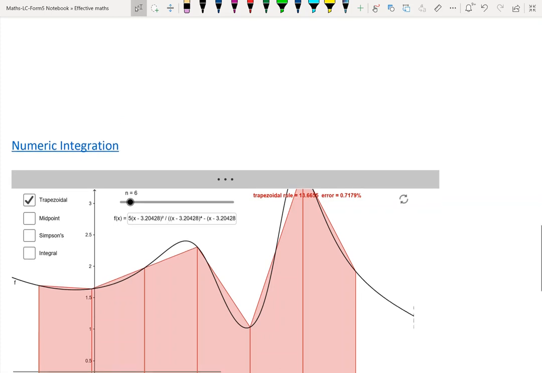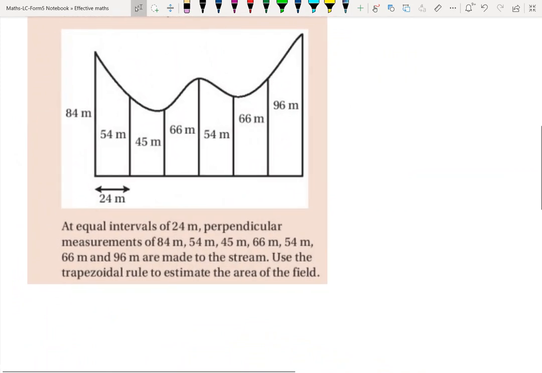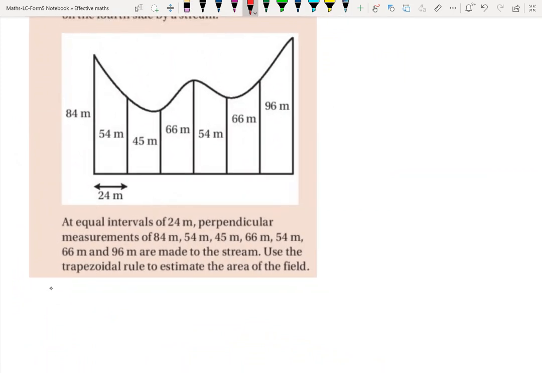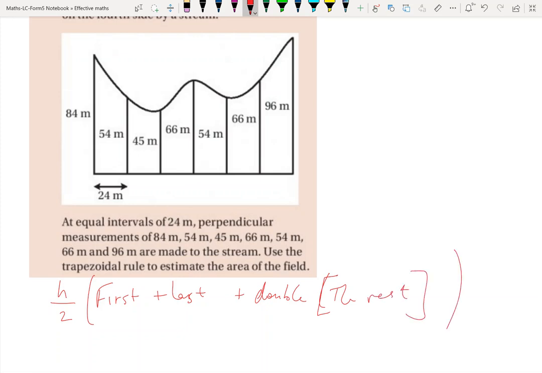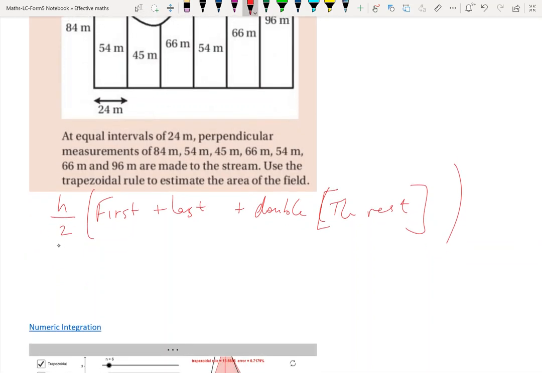Okay, down to business. Let's start using the formula to calculate area, as we have to do here. You basically always want to write the formula: h over 2 times the first, no harm in practicing a word equation so you get familiar with the process. First plus last plus double the rest. We have nested brackets here for the rest, so I'm using a square bracket. Remember your perpendicular height: half the height times the first plus the last plus double the rest. Sounds good?